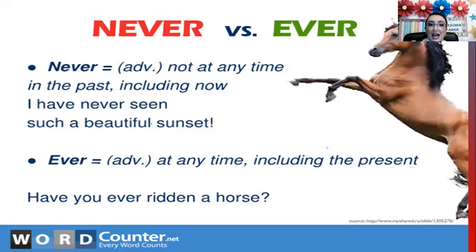For example, I have never seen such a beautiful sunset. Nunca he visto tan hermoso atardecer. ¿No? Nunca, ni en el pasado hasta el momento, ¿no? Incluyendo ahorita. Ever, it's an adverb also, and it talks about at any time, including the present.